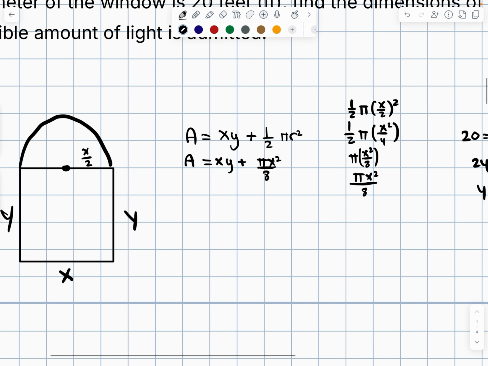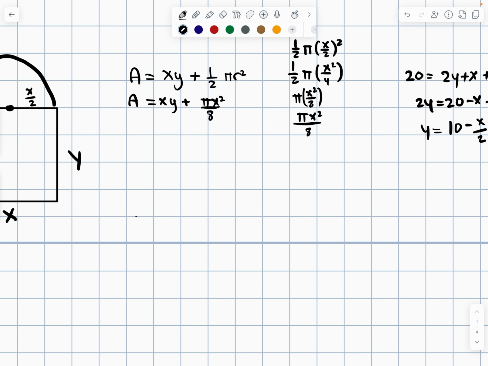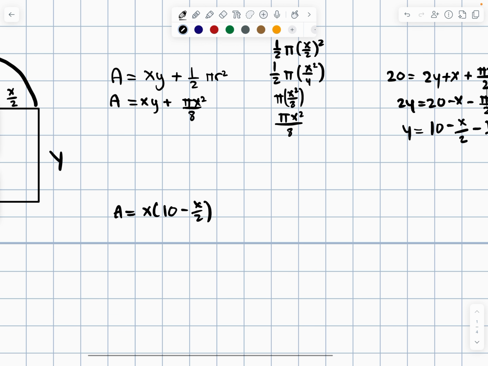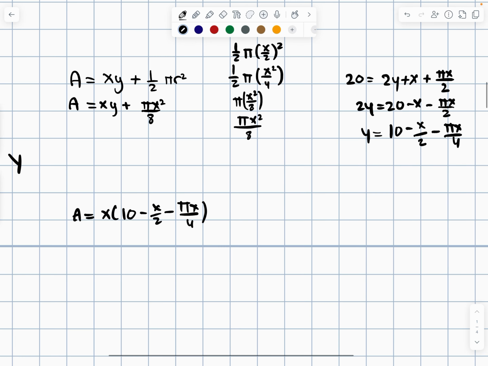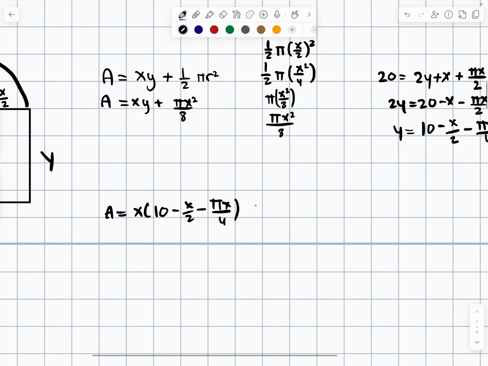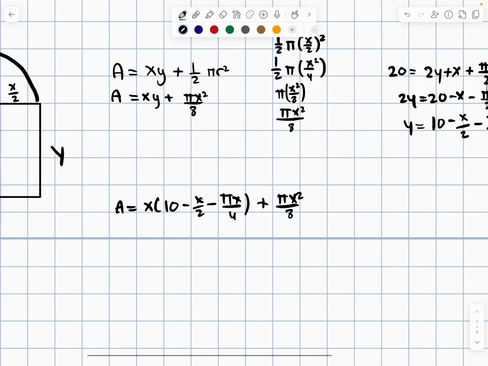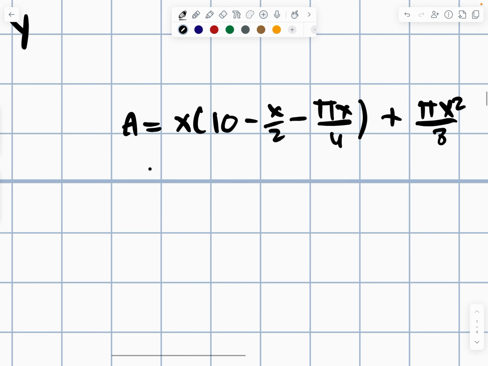Now we're going to input this back into our area equation. So A is equal to x times (10 minus x by 2) minus pi x by 4. Now what we can do is just do the rest of the equation, pi x squared by 8, and then we're just going to clean this up by distributing the x.